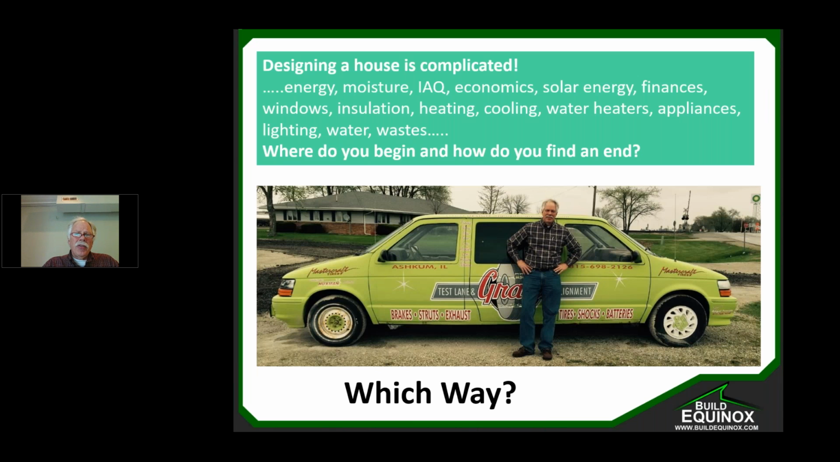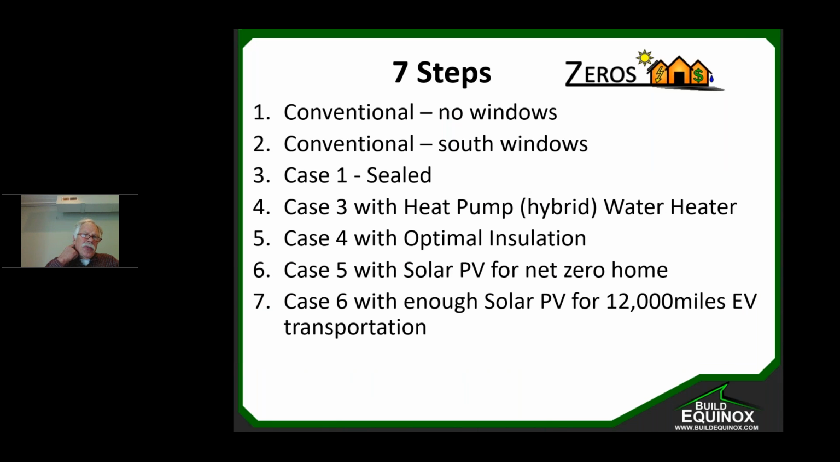So as we try to put all these things together, thinking of the details of designing a home, the energy, the moisture, the air quality, economics, solar, all of this list of items that we'd like to understand and beyond. What about lighting and water and the waste, the recycling system built in? Where do you begin so that you can then find where do you end? Which way do you go? The 7 steps for this talk is meant to help give a beginning.